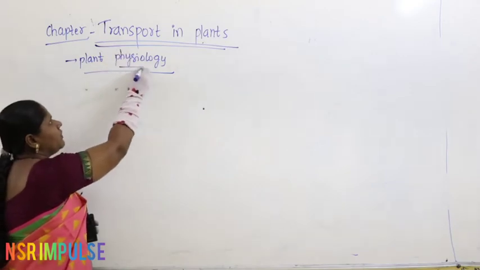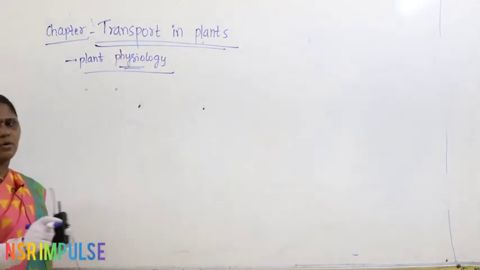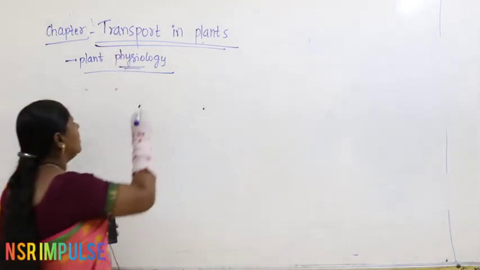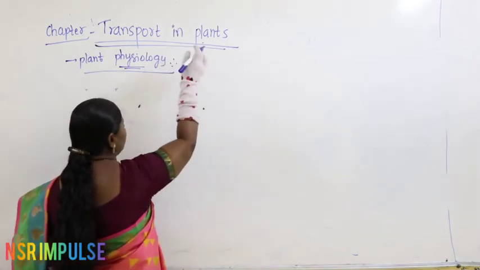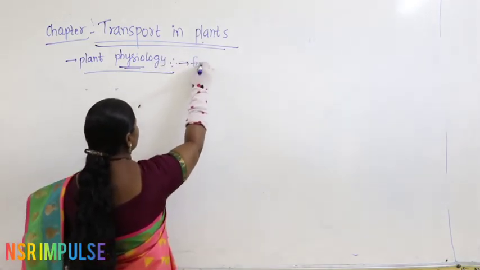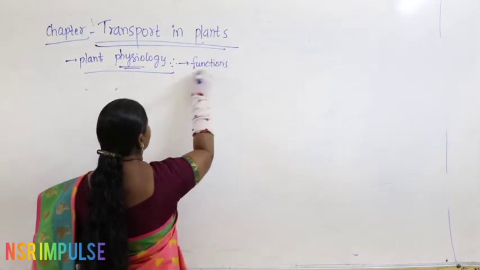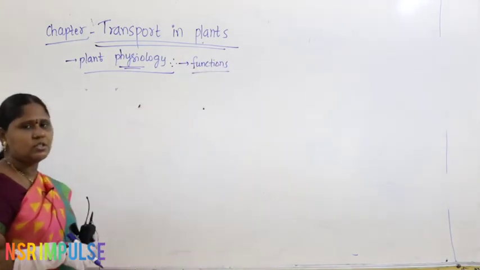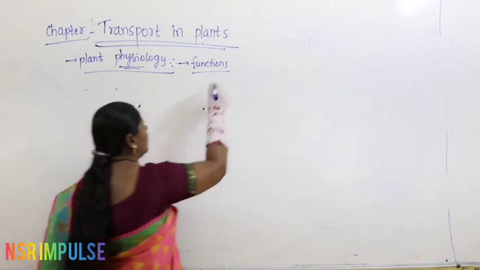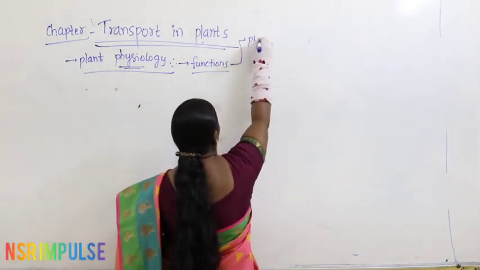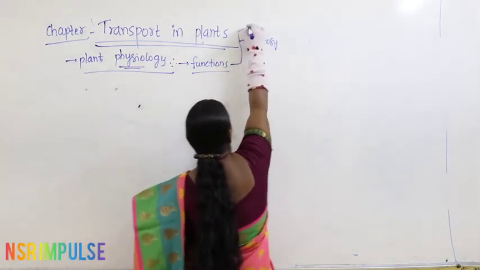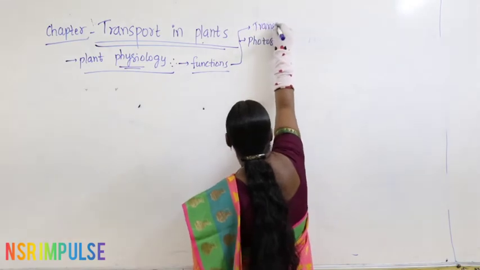What is the meaning of physiology? Physiology speaks about physiological functions. What are the functions the plant will perform here? It performs major ones, you know, like photosynthesis. First one is transportation.